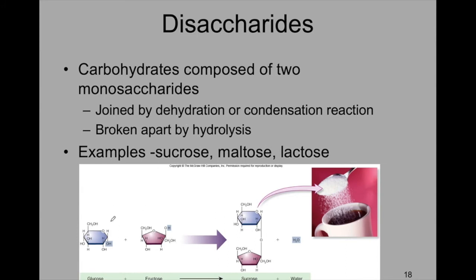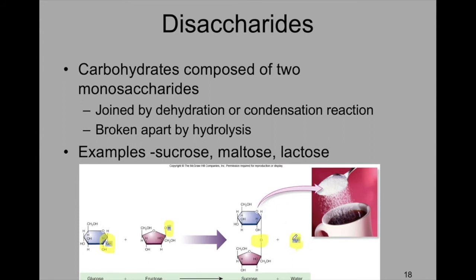In a condensation or dehydration reaction, what we're doing is, with this glucose molecule, this OH is going to form a water molecule with this hydrogen atom here. So you can see that we lose one of these oxygens, we lose this hydrogen and this hydrogen, and these come together and we end up with a water molecule on the side.